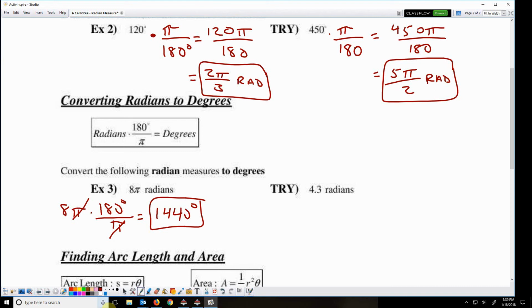Go ahead and pause the video and try the next one. So 4.3 times 180 over pi. There is not a pi to cancel this time. So the denominator is going to be pi. And 4.3 times 180 is 774. And this is in degrees.